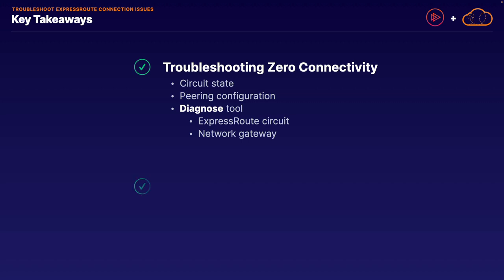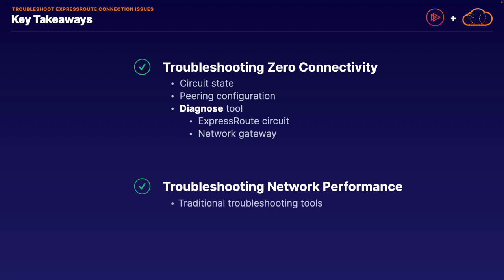We also covered troubleshooting steps for troubleshooting network performance. In other words, the performance isn't where we expect it to be, which includes traditional troubleshooting tools, a PowerShell specific tool called Azure Connectivity Toolkit, and going back once again to Network Watcher using the connection monitor feature built into that service. That's going to go ahead and wrap up this lesson. Let's go ahead and move on to the next one.